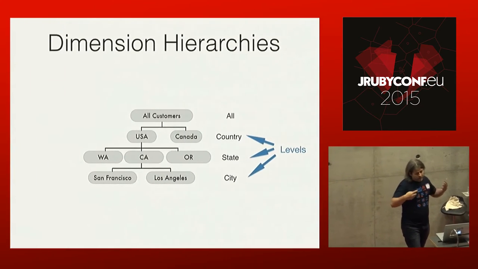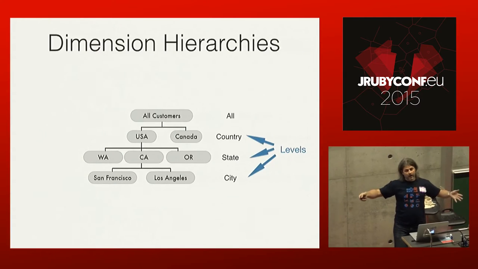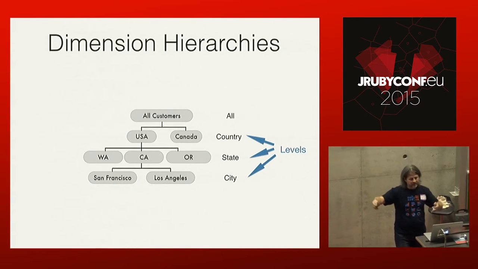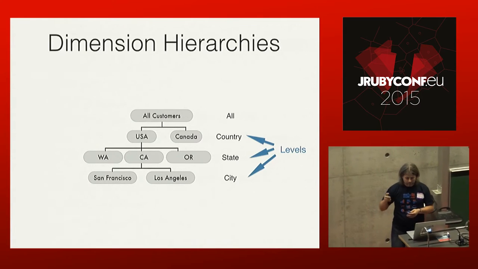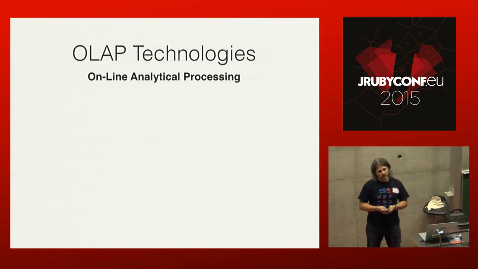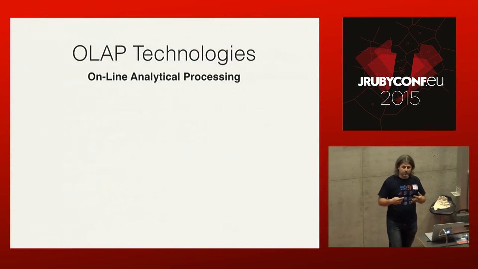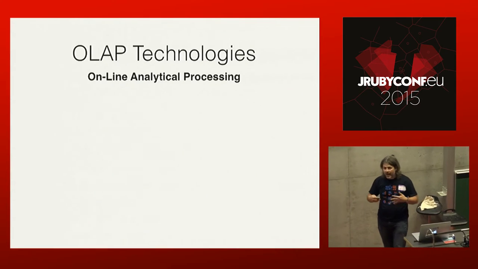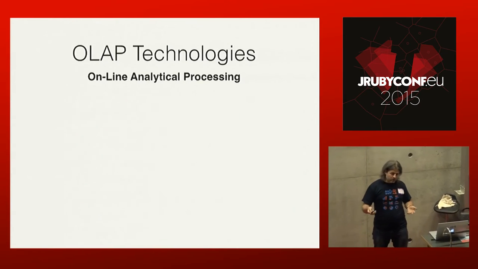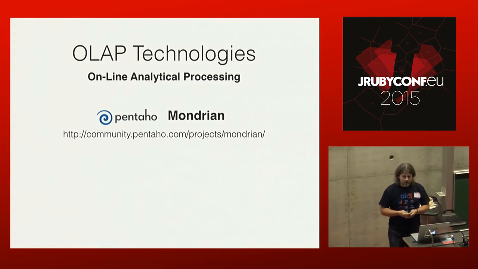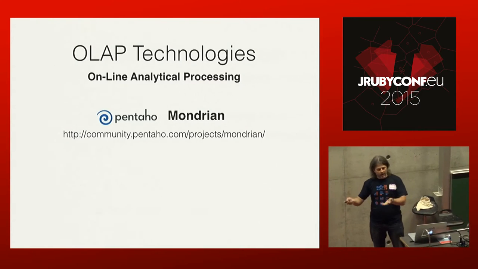And in each dimension we could also have different hierarchies. For example, customers we can look at by their geography: cities, states, countries, etc. There are technologies which handle these multidimensional data models quite well, typically called OLAP technologies, or online analytical processing technologies. One of the most popular open source projects is Mondrian, the Pentaho Mondrian project, which is a Java library.